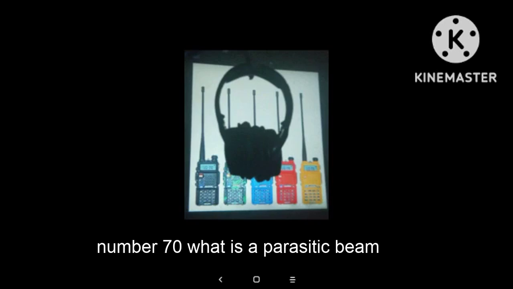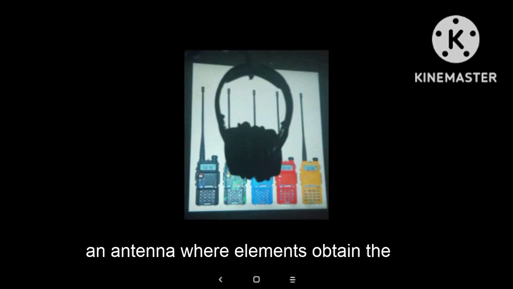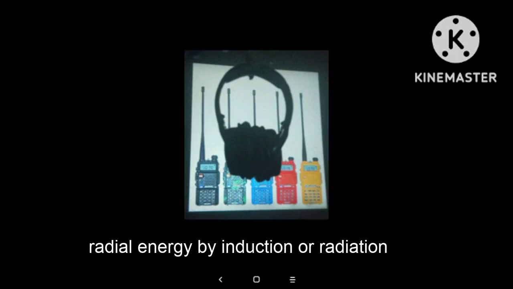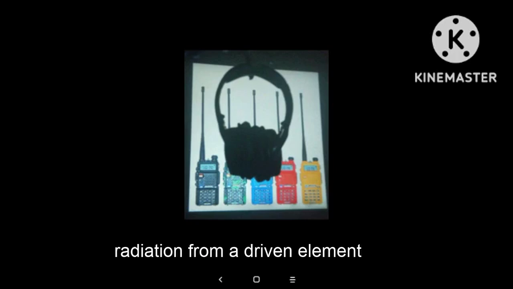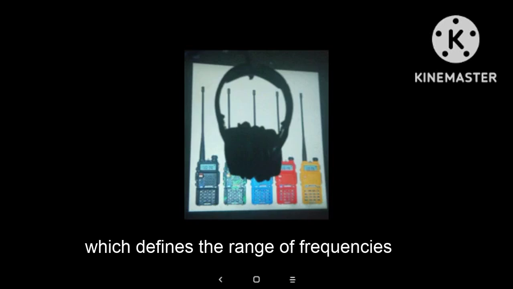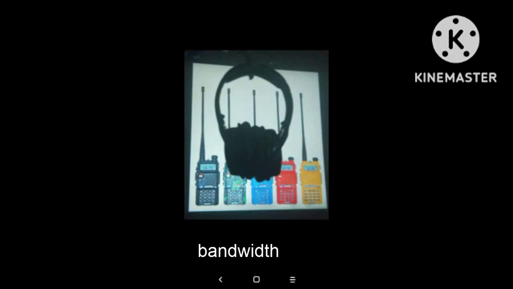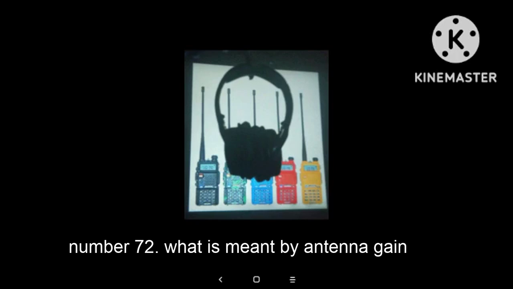Number 70. What is a parasitic beam antenna? An antenna where elements obtain their radio energy by induction or radiation from a driven element. Number 71. The property of an antenna which defines the range of frequencies to which it will respond is called its bandwidth. Number 72. What is meant by antenna gain?